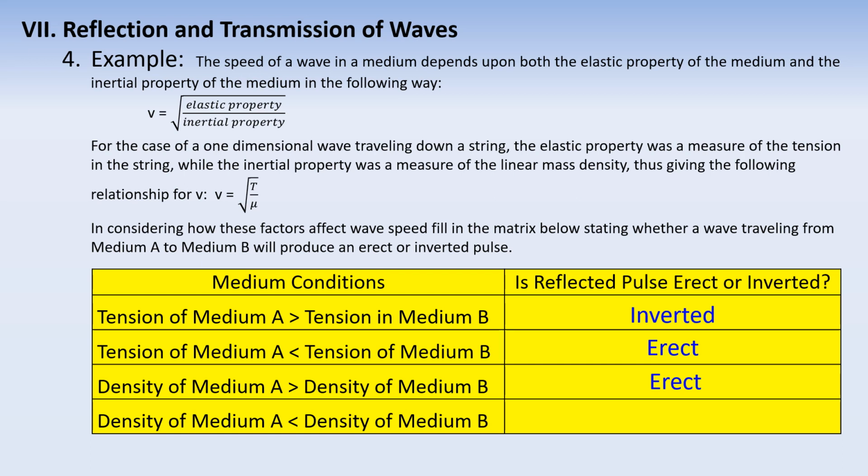And conversely, when the density of A is less than the density of B, here's a case where the wave will slow down upon entering the new medium, because of that inverse relationship, in which case there will be a phase change upon reflection.